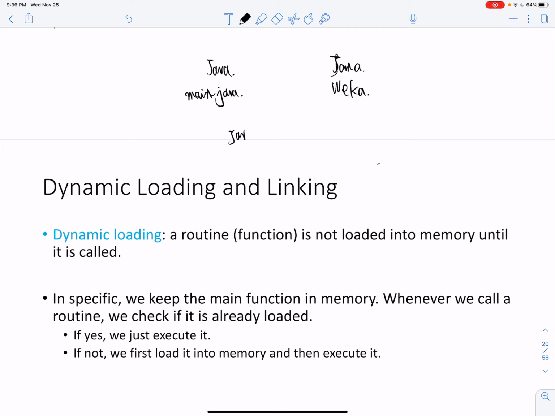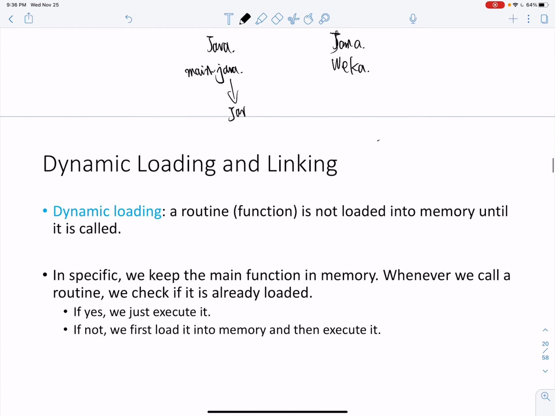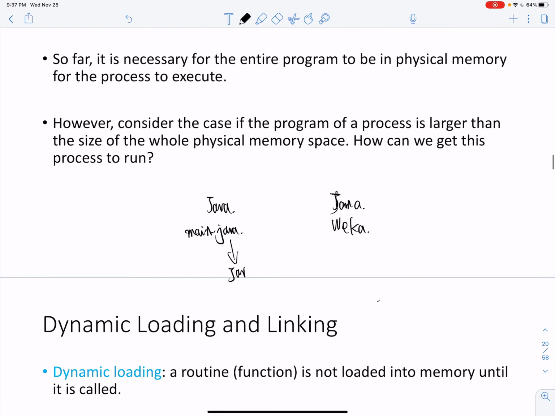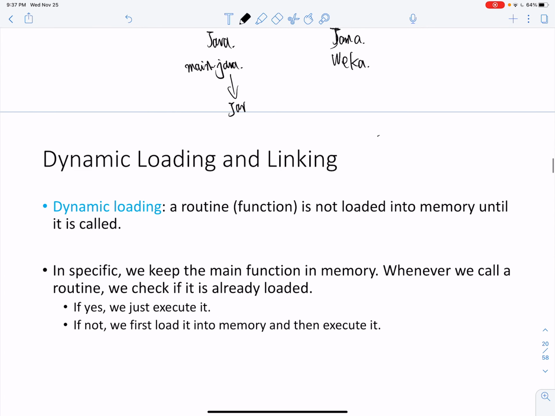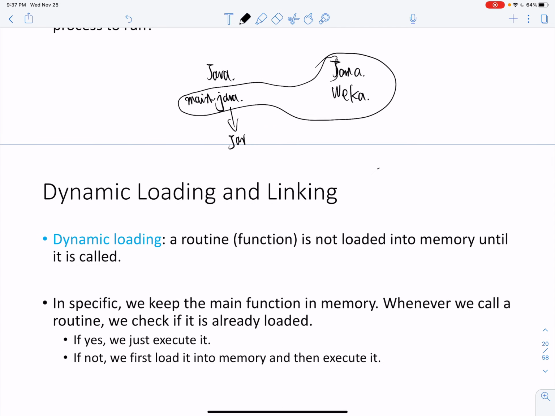So when you want to generate the JAR file from your Java, there are two ways to do so. The first way is to do this. When you are generating the JAR, you basically comprise both your program and also the JAMA and WEKA libraries into a JAR file, and this is one way.